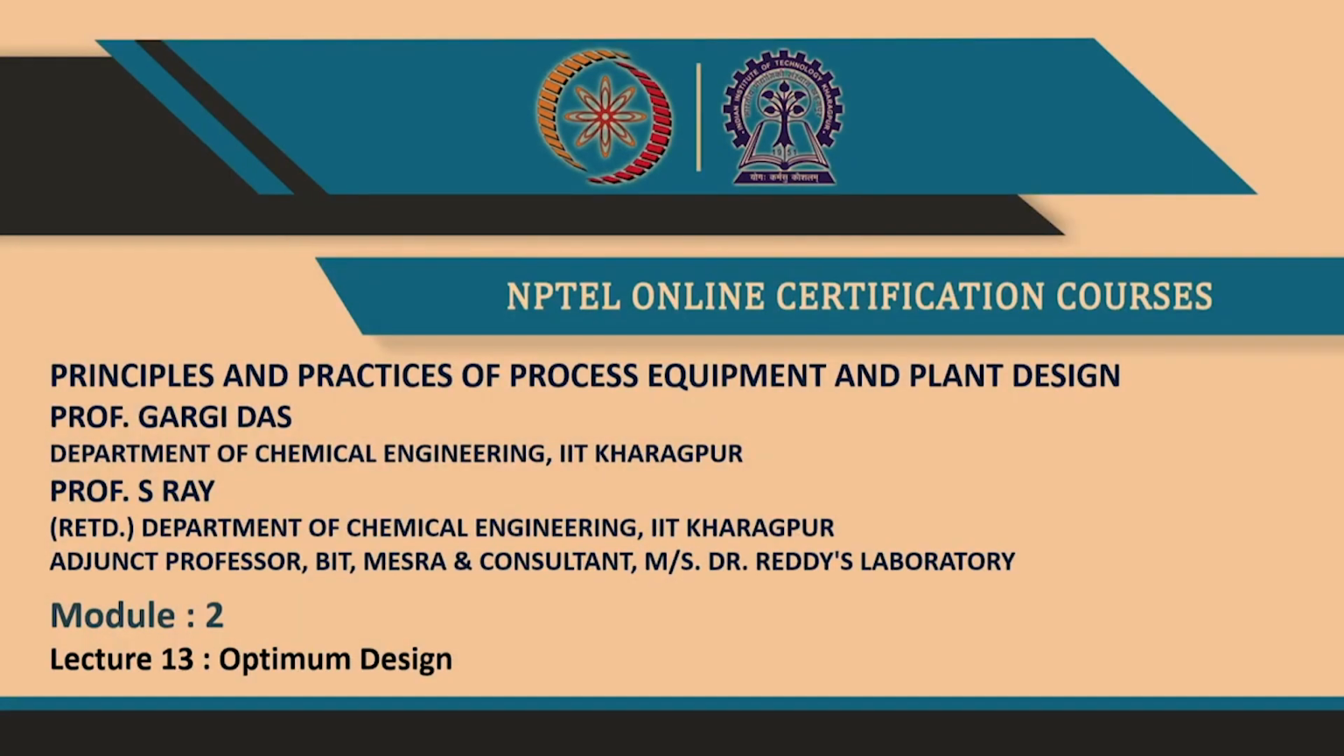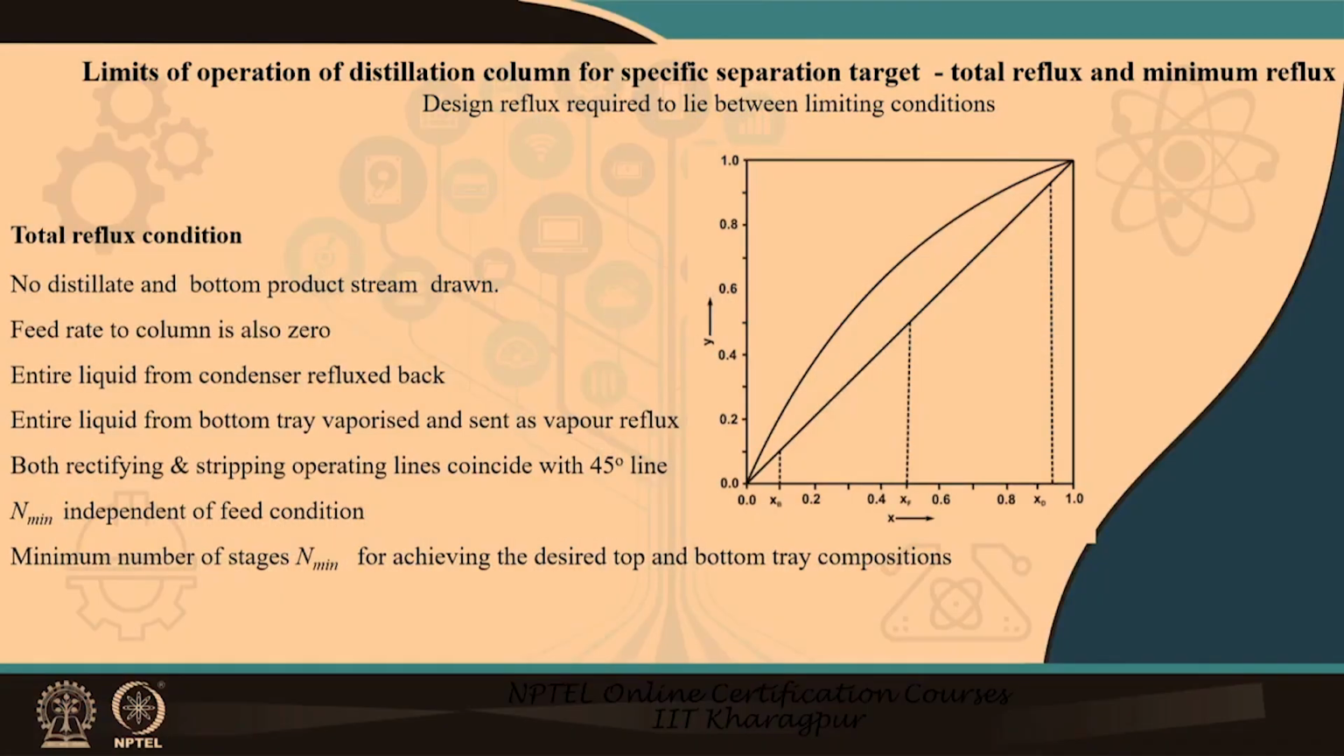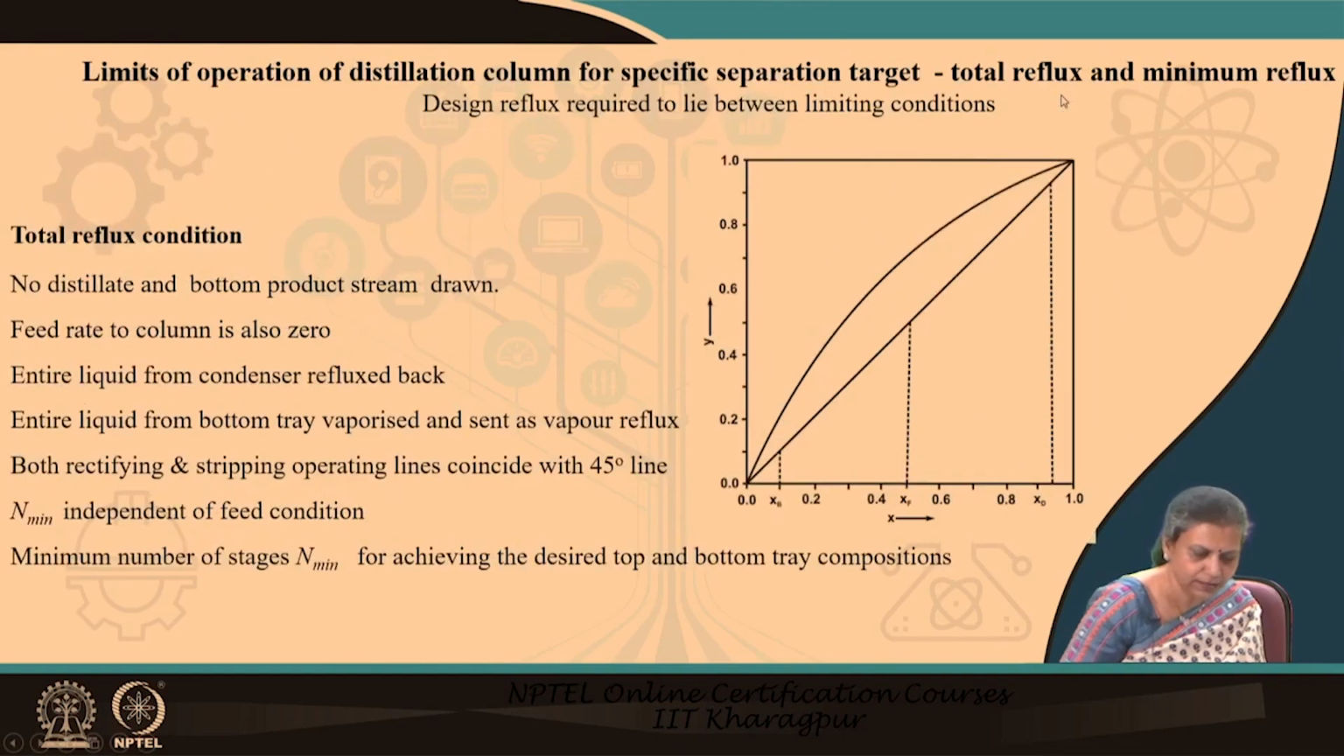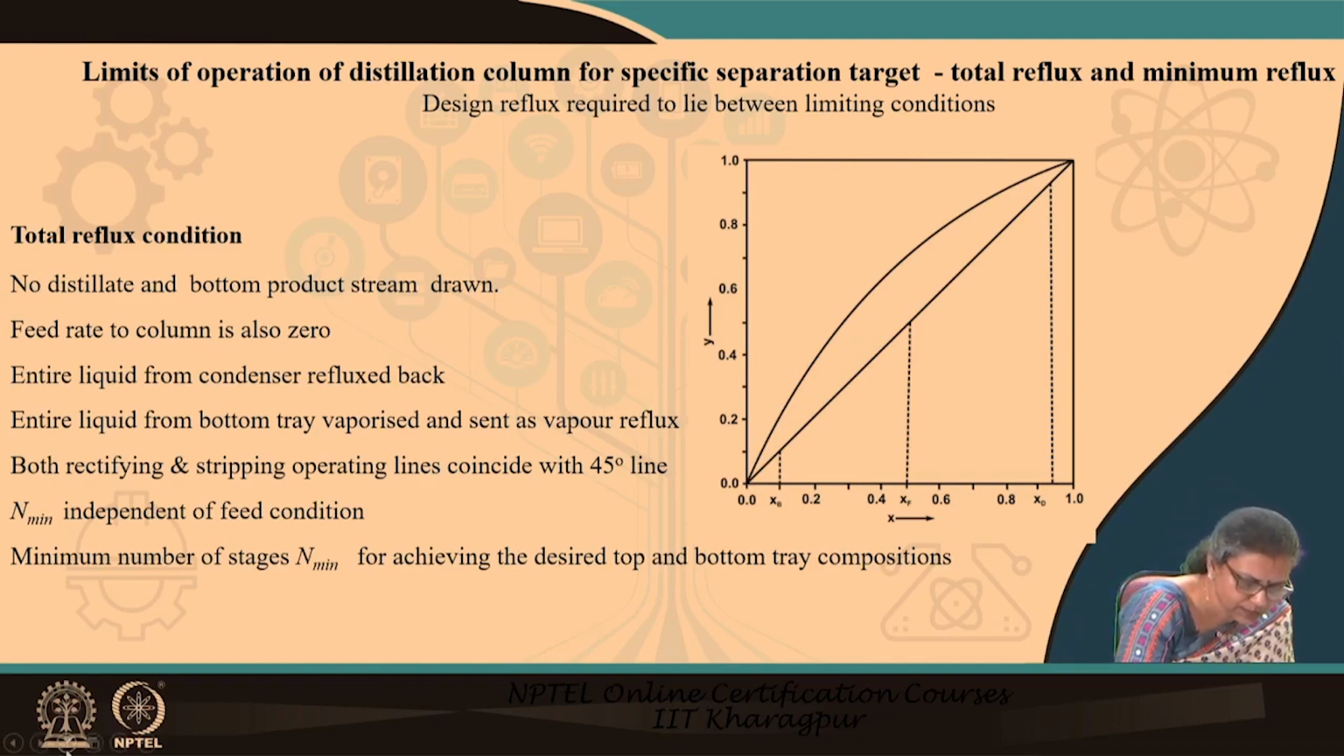Well, so we continue with our discussions regarding the McCabe-Thiele construction of the number of stages, and then we will be going over to the optimum design. So, what were we discussing? We were discussing the limits between which the reflux ratio has to operate, and I had already mentioned that there are two extreme cases. One is the total reflux condition, and the other is the minimum reflux condition.